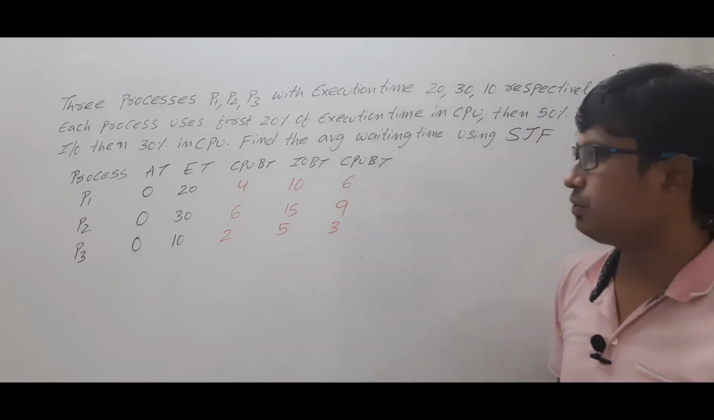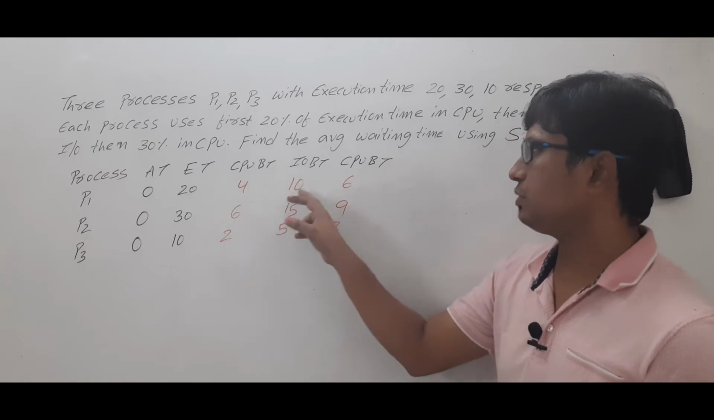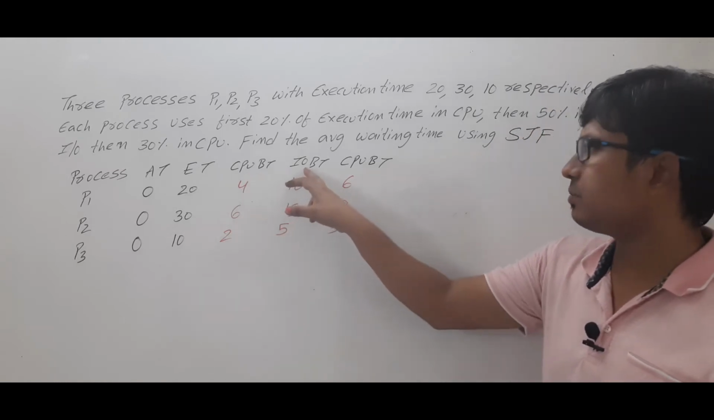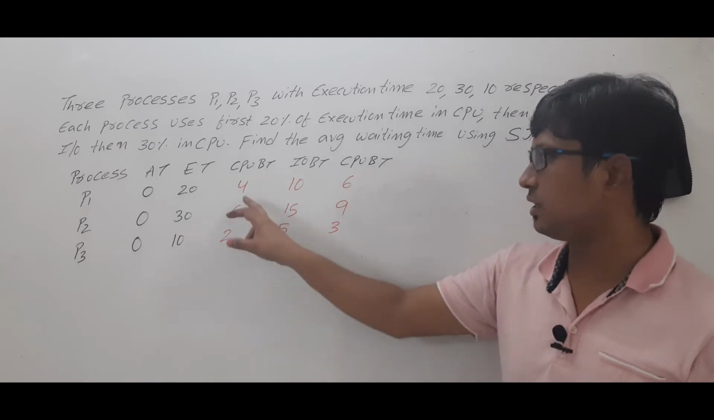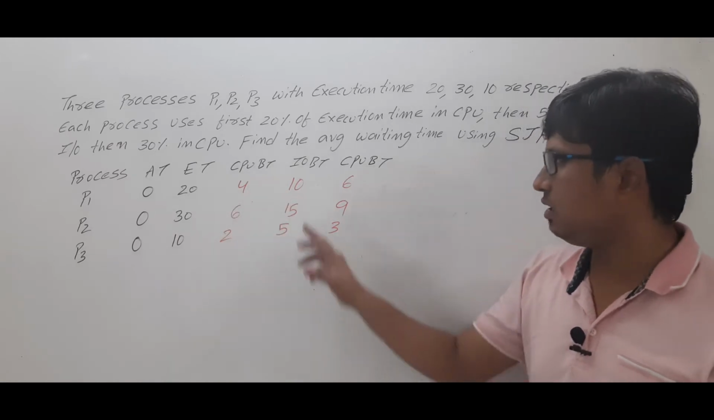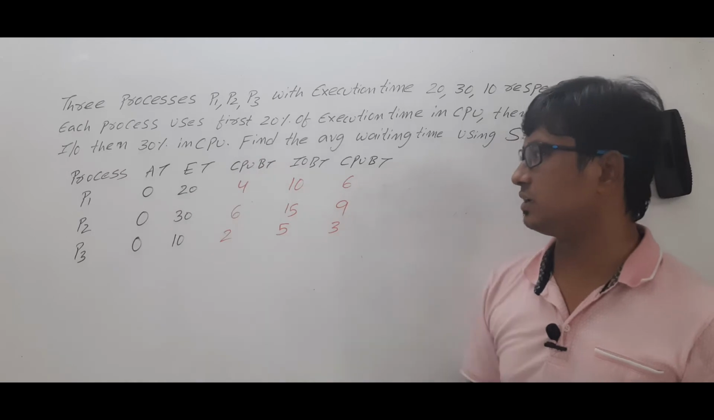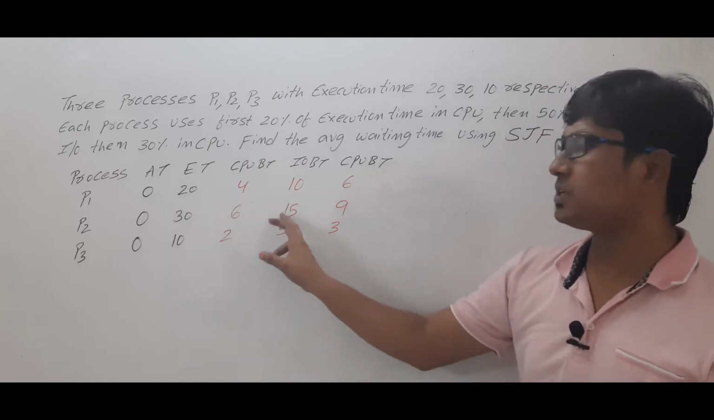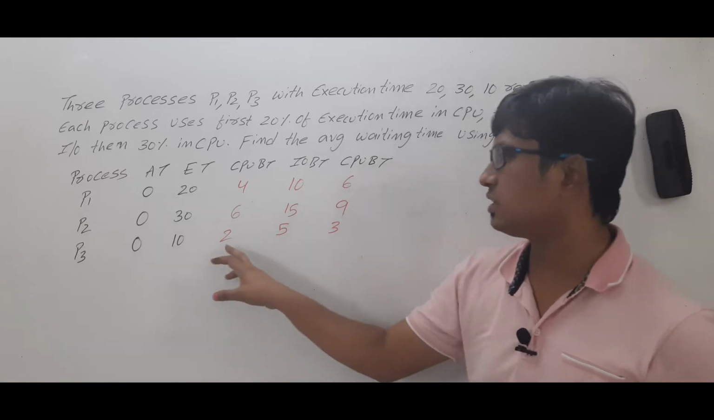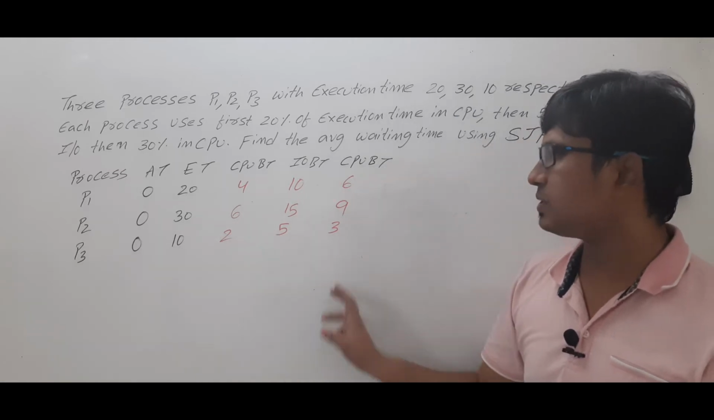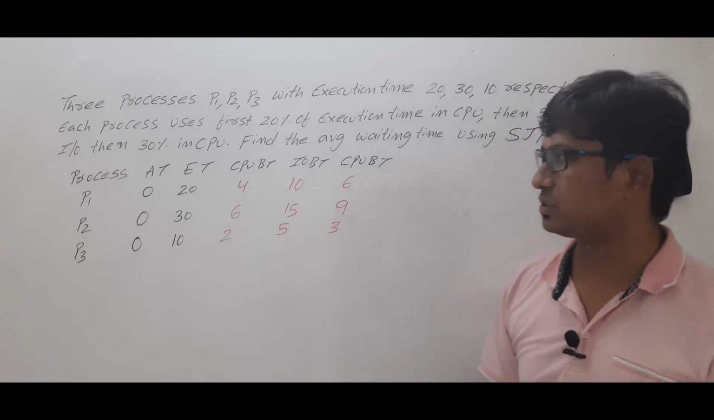If you have a doubt, for each process you can compute the sum of CPU burst time, IO burst time and CPU burst time. You should get it as execution time. 4 plus 10 is 14, 14 plus 6 is 20, correct. For the process P2, 6 plus 15 is 21, 21 plus 9 is 30, correct. Process P3, 2 plus 5 is 7, 7 plus 3 is 10, which is equal to execution time.